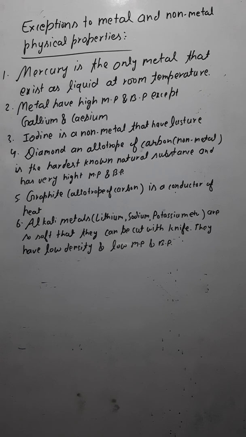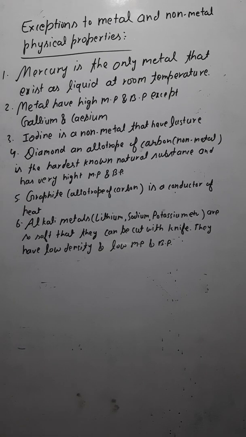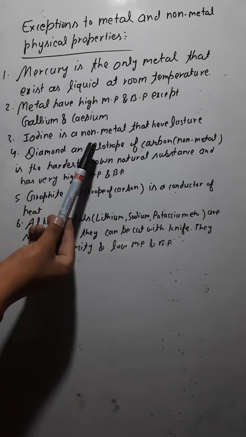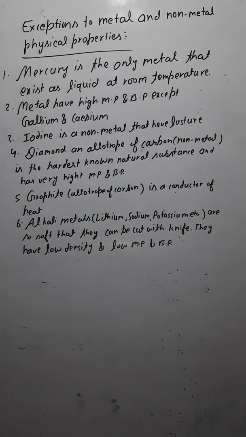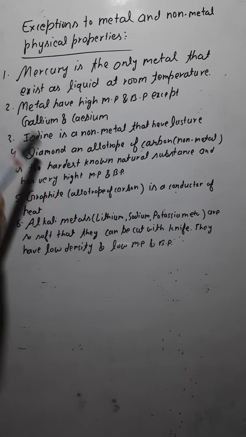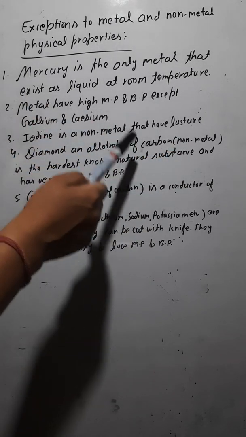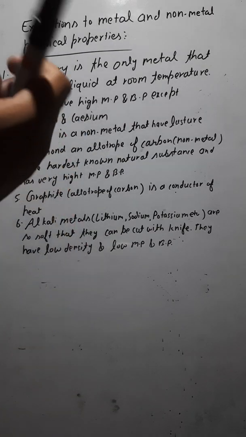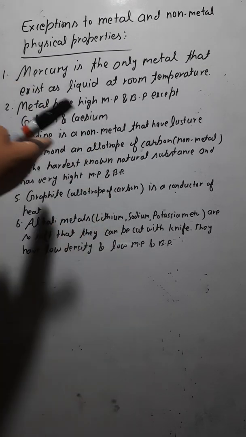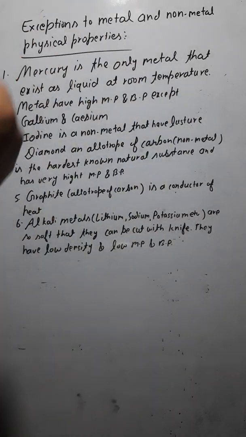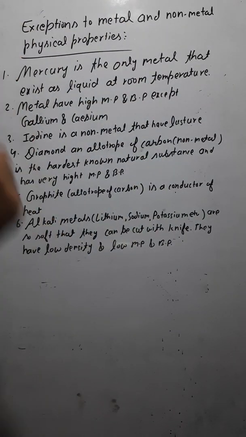Now the fourth exception is diamond. What is this diamond? Diamond is made up of carbon, so we can say diamond is an allotrope of carbon. Allotrope of carbon means it is made up of carbon. And carbon is a non-metal. What is the property of non-metals? Non-metals are very soft. But we have diamond, which is the hardest known natural substance.